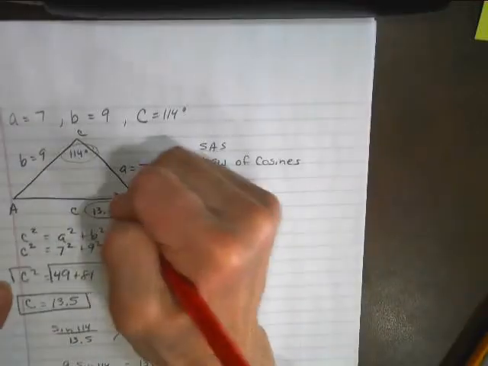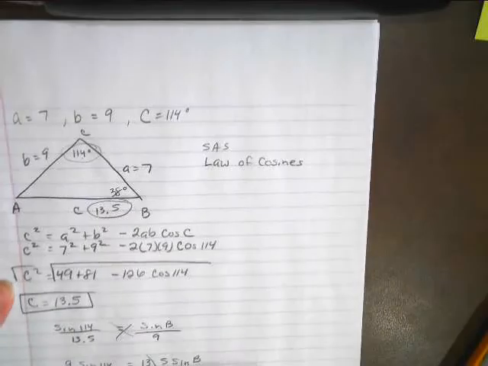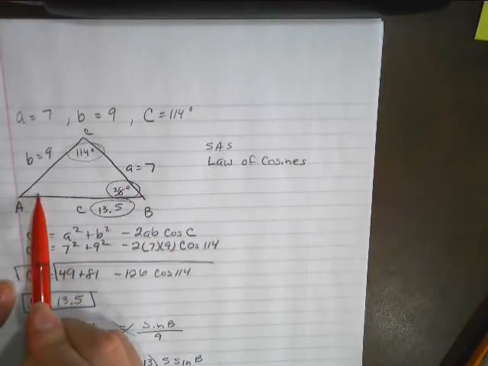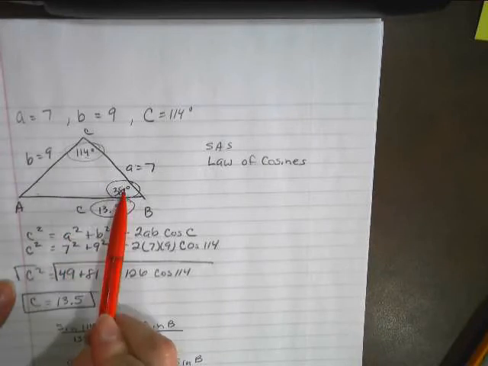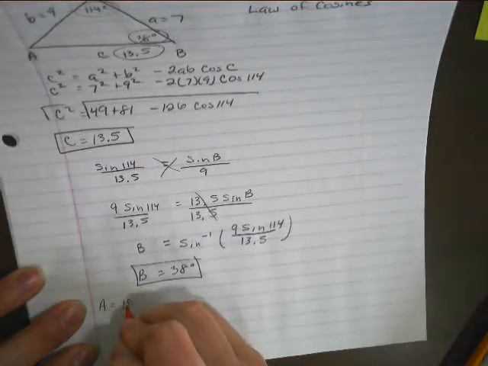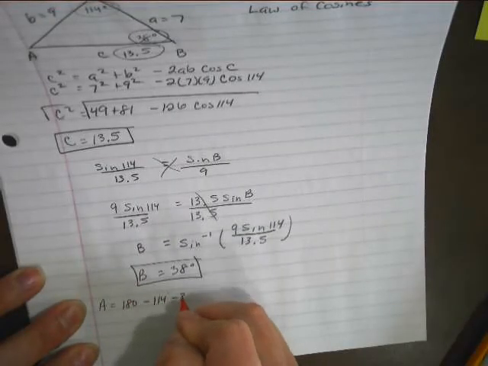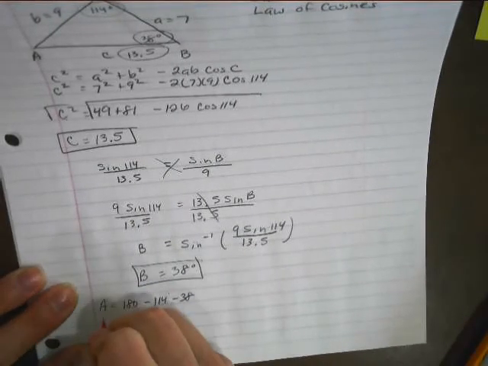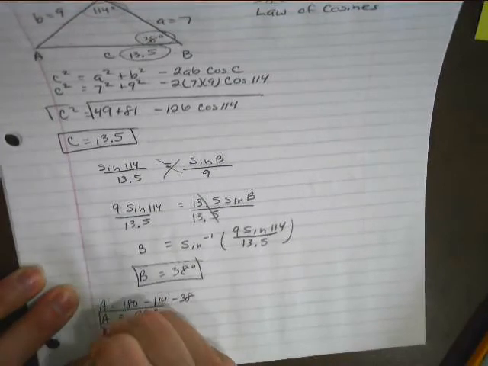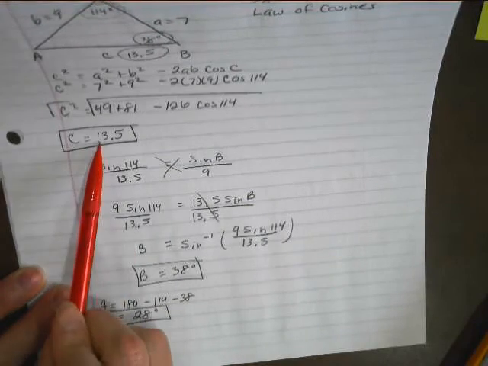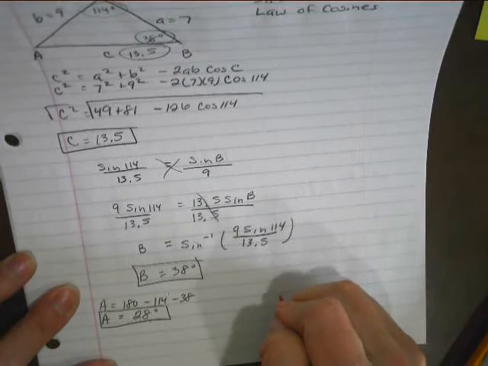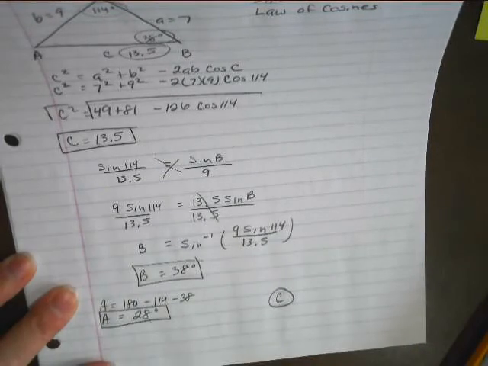Now, if we have B is 38 degrees, we can see that it's going to be pretty easy to find angle A. We can take 180 and subtract 114 and 38. And when you do that, I'll write that out just so we see it: 180 minus 114 minus 38. So when we do that, we determine that angle A comes out to be 28 degrees. So if C is 13.5, B is 38 degrees, A is 28 degrees, that means option C is the correct answer.